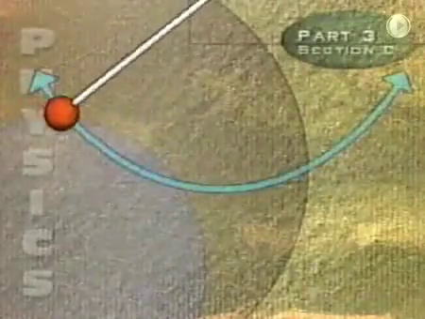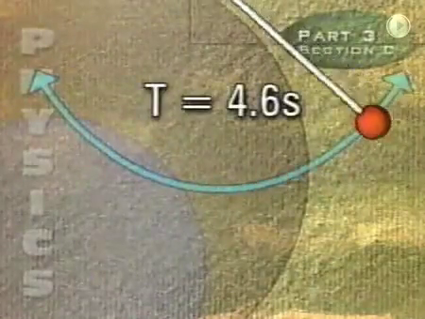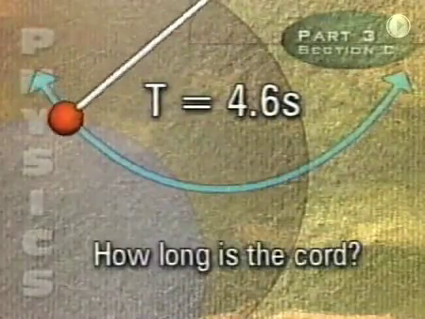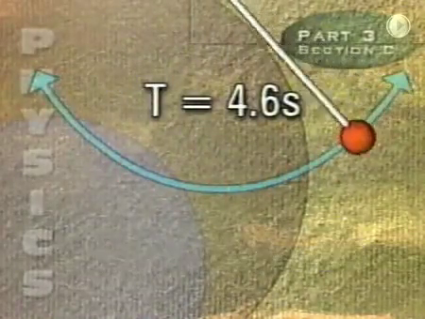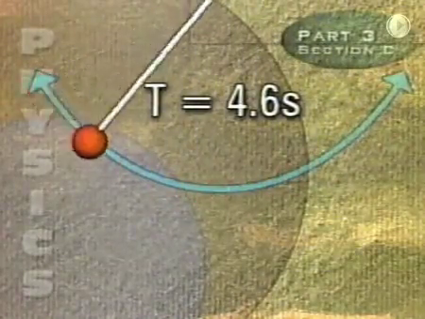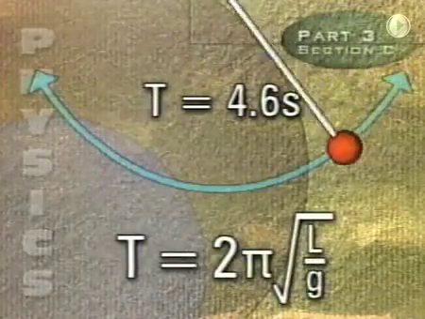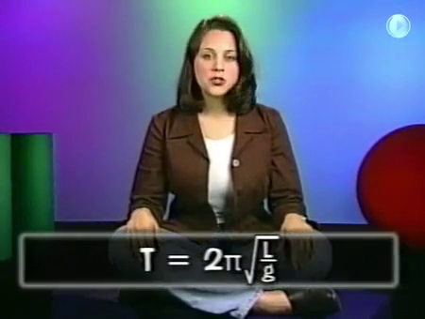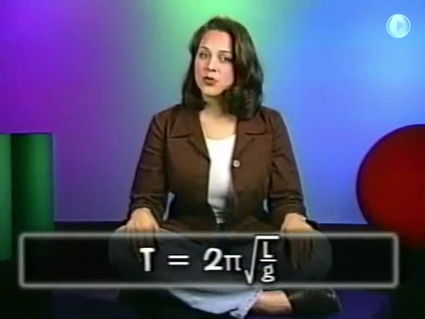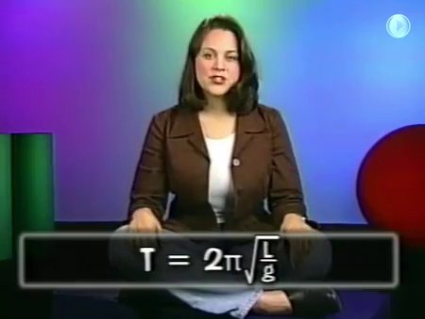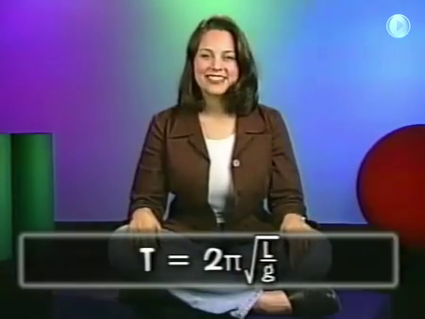Let's say you've timed the period of a pendulum and found it to be 4.6 seconds, and you want to know how long the cord of the pendulum is. Well, you could either measure the cord, or you could use our fancy new equation. So let's do it. We have the period, so to find length, all we've got to do is plug in our values in the equation. Period equals 2 times pi times the square root of length over the acceleration due to gravity. Then we'll get our answer.